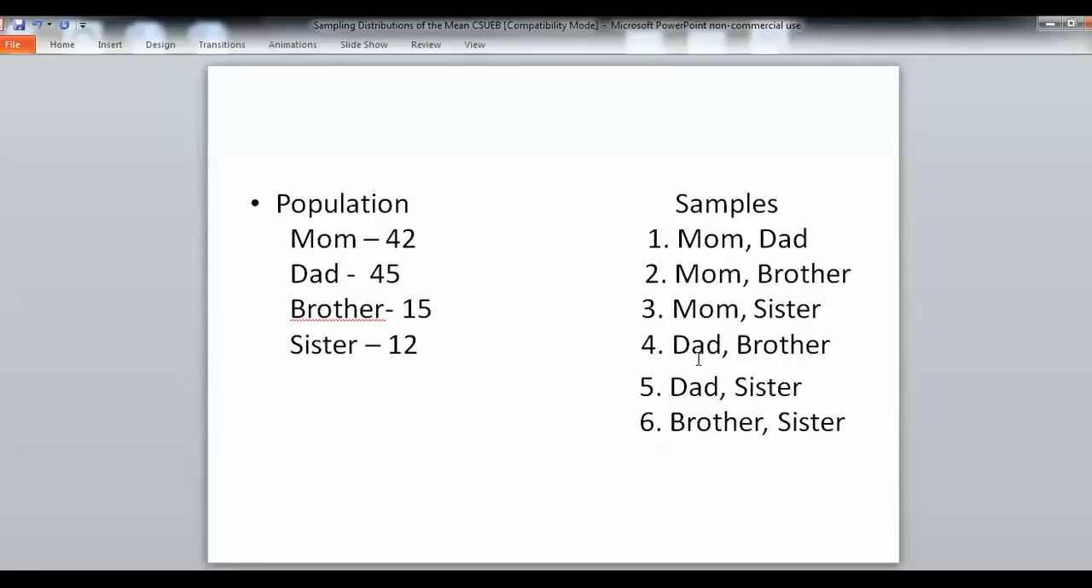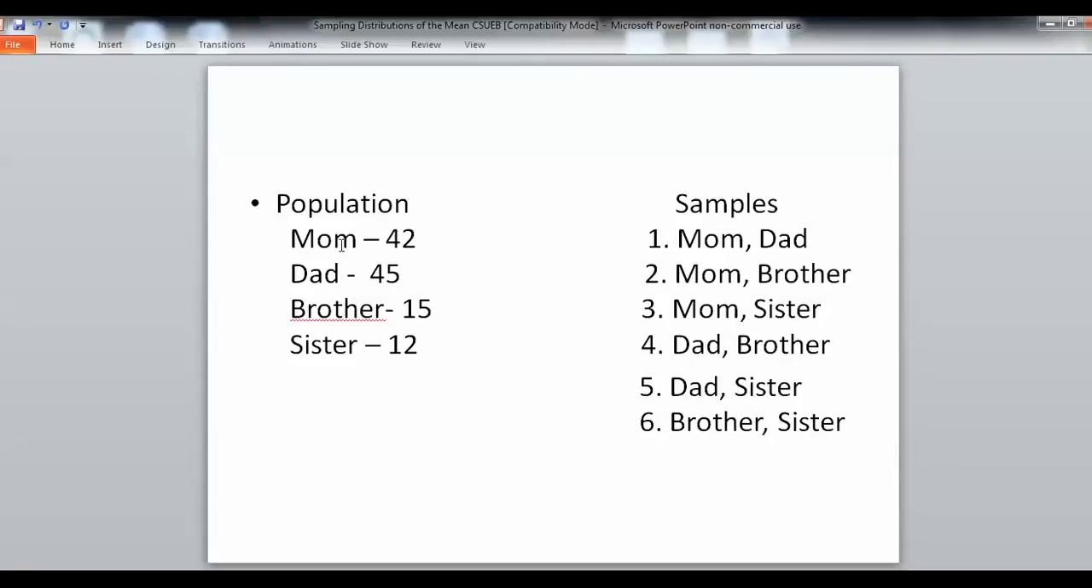We've already talked about the sample in which the dad and the mom are together, so let's skip that one. Let's move on to the sample of the dad and the brother. That's a 4th possible sample that we might end up selecting. Also, the dad and the sister is another one. At this point, we don't have any other samples that include the dad because we've covered all of them. So let's move on to the brother. The brother has already been paired with the dad and with the mom, which means that the brother can only be paired with the sister now, and that's the last possible sample.